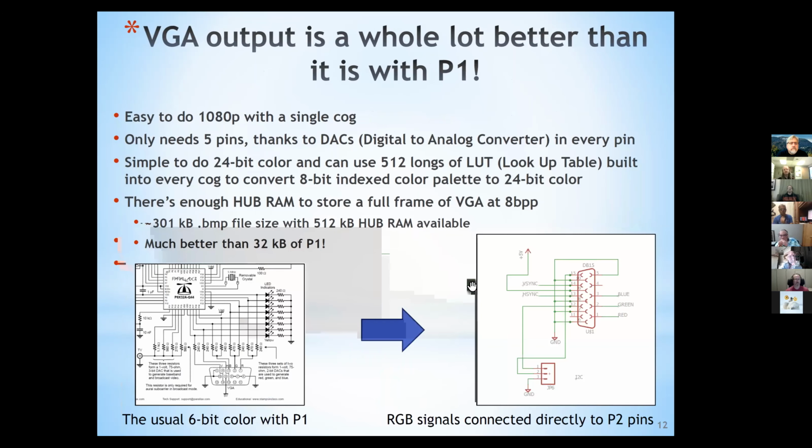So VGA, we'll talk about that now. It's a whole lot better now than it was with P1. You might recognize the typical P1 setup with your 6-bit color, where you need these external resistors. Now with the P2, you just hook directly to the pins. The pins all have a DAC in them that can output 256 colors. And we've got that lookup table, and the hub RAM is big enough to store a full frame of VGA at 8 bits per pixel. So we're much better off with P2 now.